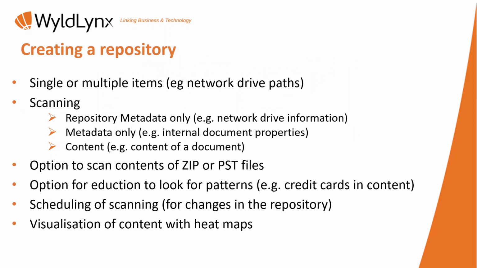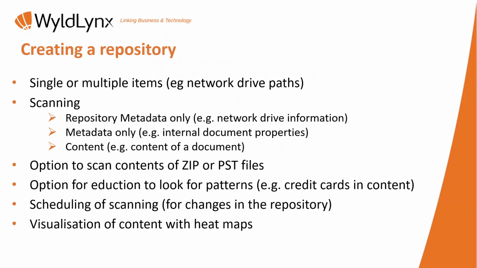So when creating a repository, there's a couple of things, and we're going to focus on a network drive today, but effectively you can have single or multiple items or paths. So you could scan at, say, the top of ICTS, or you could go into certain subfolders and create a number of different network drive paths that make up a repository. So it's not always a one-to-one relationship, and again, we go through this with our clients as part of our projects and work out what's the best approach on what they're trying to achieve.